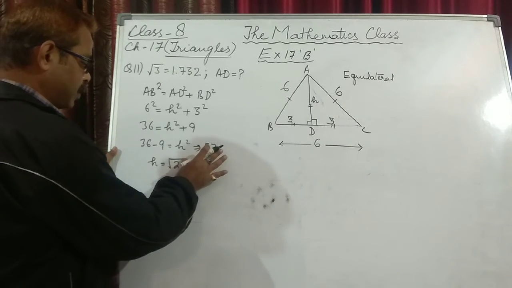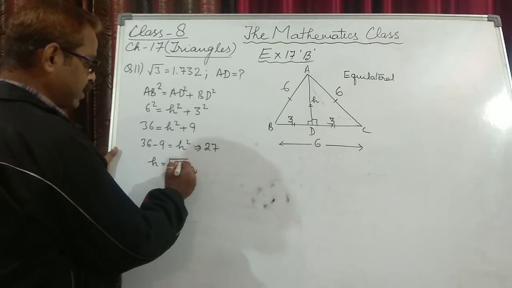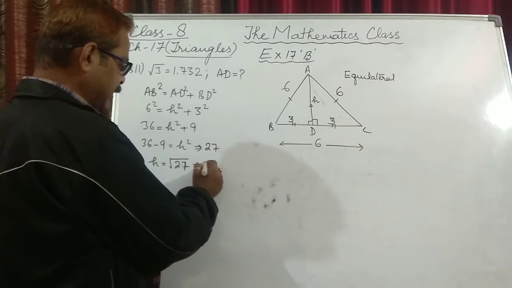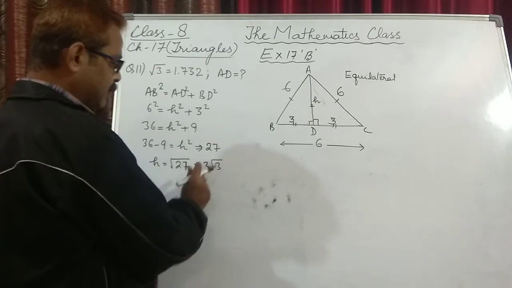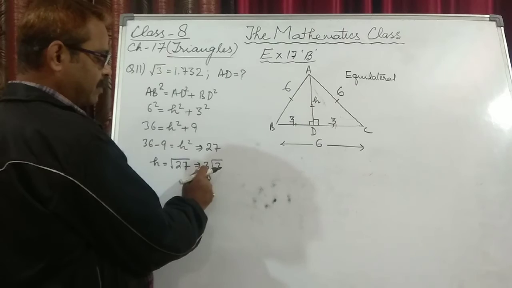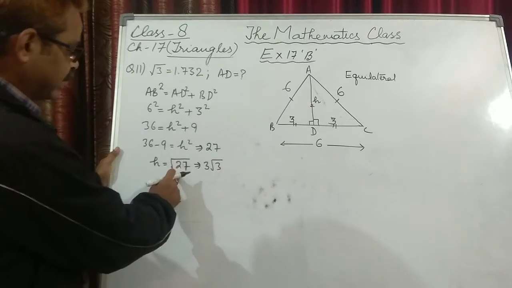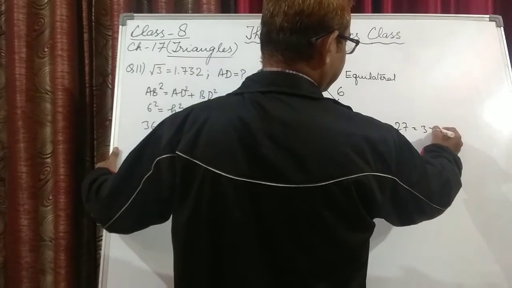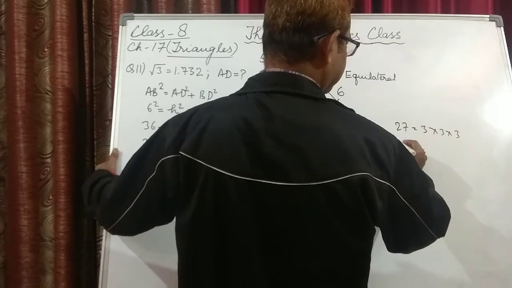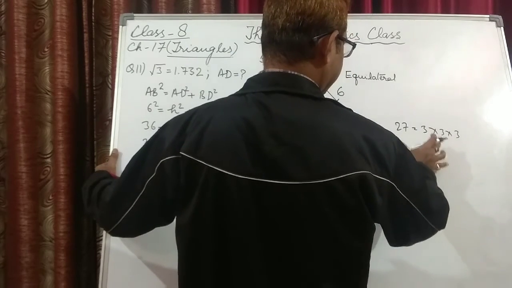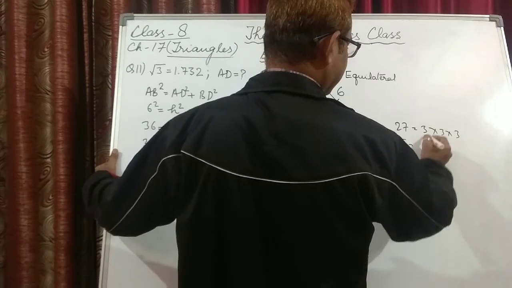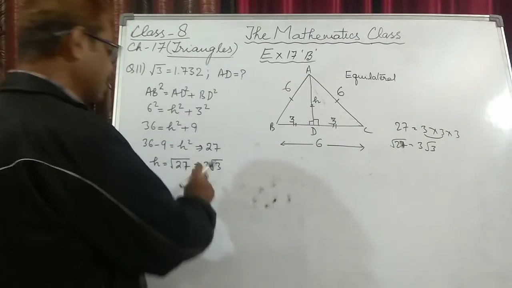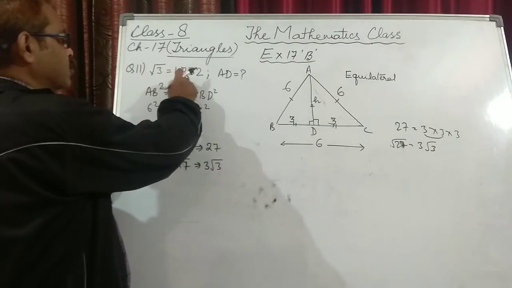Now under root 27 can be written as 3 into 3 into 3. So that can be written as 3 under root 3. If 3 moves inside the root, it will become 9, and 9 times 3 is 27. What we did: we factorized 27, and we know that 27 can be written as 3 into 3 into 3. When we find the square root of 27, we will take the pair. Only one pair is there, so 3 will come outside of the root, and then 3 will remain inside the root. So that is why 3 root 3, and that is why this value is also given.